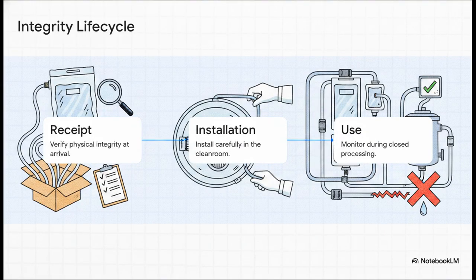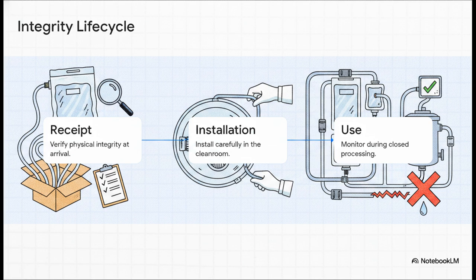And hey, it's not just the liquids. The physical equipment in ATMP manufacturing relies heavily on single-use systems. Single-use bags, tubing, assemblies, they eliminate the need for cleaning between batches and severely reduce cross-contamination. They are the backbone of closed processing.